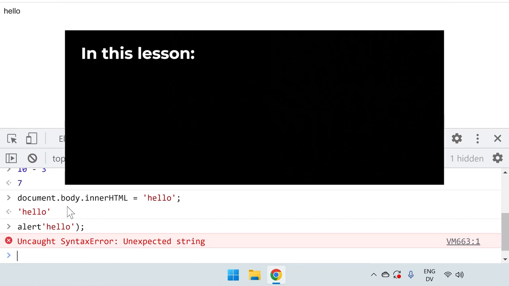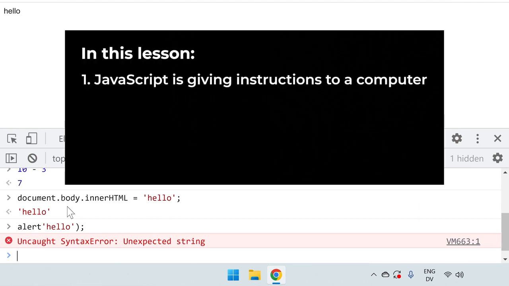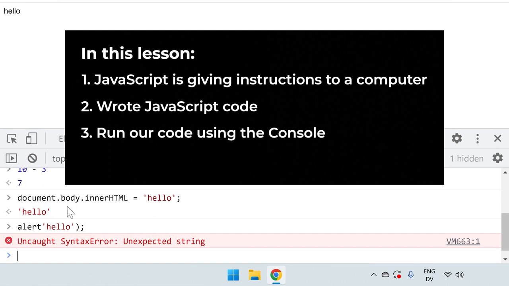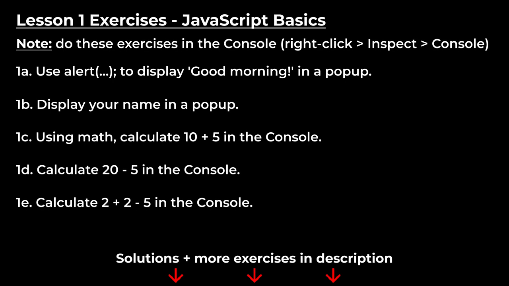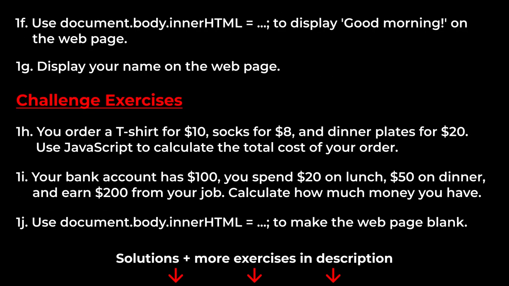So in this lesson, we learned that JavaScript is basically giving instructions to a computer. We wrote our first few lines of JavaScript code. We learned how to run our code using the console in our web browser. And we learned about syntax, which are the rules that we have to follow when writing our code. Here are some exercises you can try on your own to practice what we learned in this lesson. You can find the solutions to these exercises in the video description.